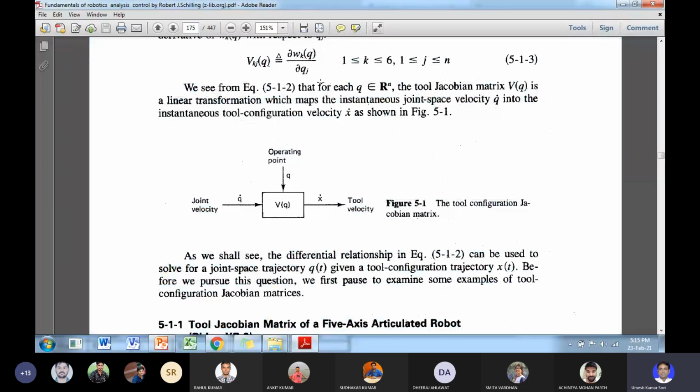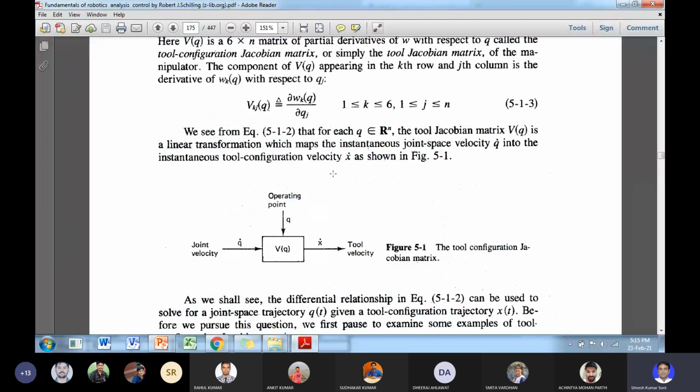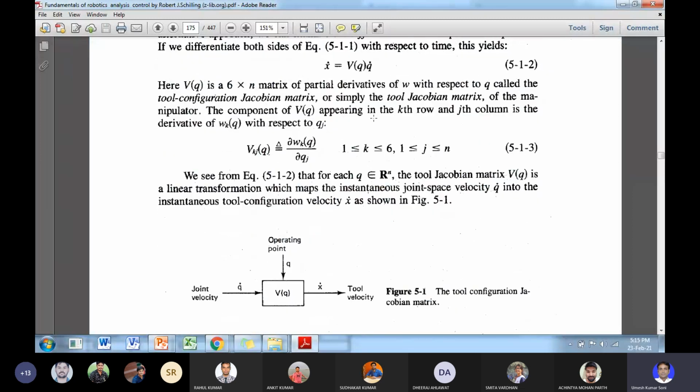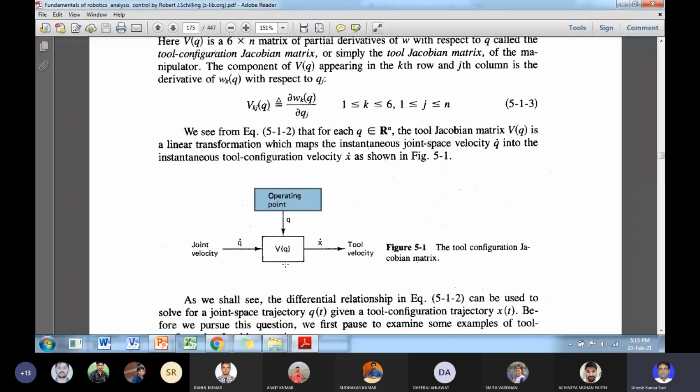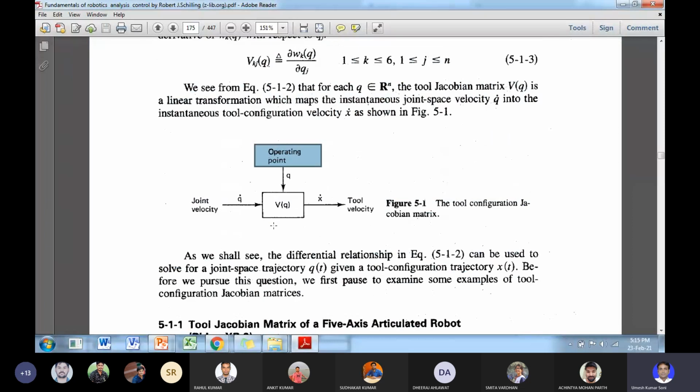Okay, so this equation 5.12 is represented by this block diagram. Tool configuration velocity is determined using the joint velocity as well as operating point q, using the Jacobian of the tool configuration.